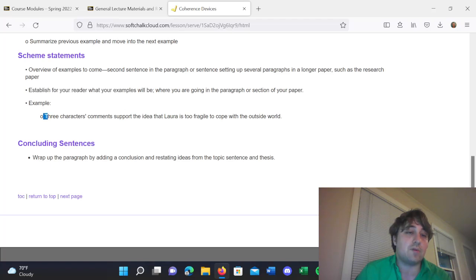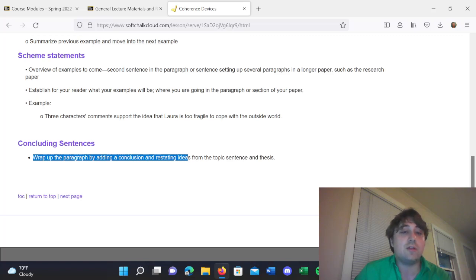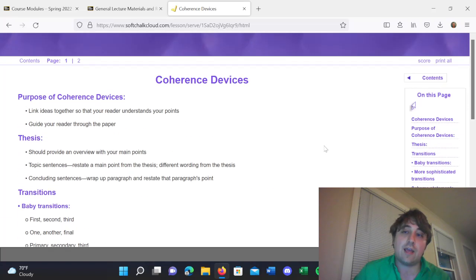So here's an example of that. 3 characters' comments support the idea. So after this, we can assume we're going to be introduced to those 3 different characters' comments. And then concluding sentences. So we want to wrap the paragraph up by concluding and restating ideas so that the reader gets reminded of what this paragraph was about and can move on to the next thing.